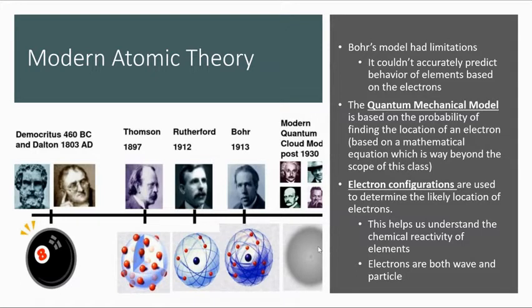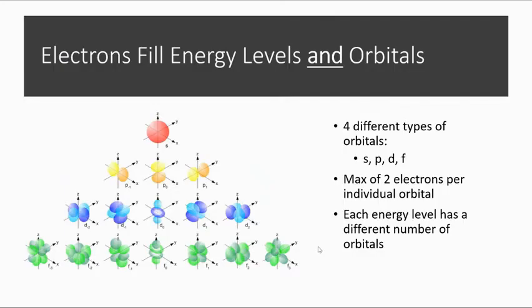Something else that's important to note is that electrons behave as both a wave and a particle. So when we're looking at electron configurations, we need to understand that electrons are going to fill energy levels and then they're going to fill orbitals. So orbitals are like your location in your neighborhood. And something that's important is that each orbital can only have a maximum of 2 electrons per individual orbital. So if we look at the S orbital, S only has 1 orbital, and so you can only have 2 electrons in S.